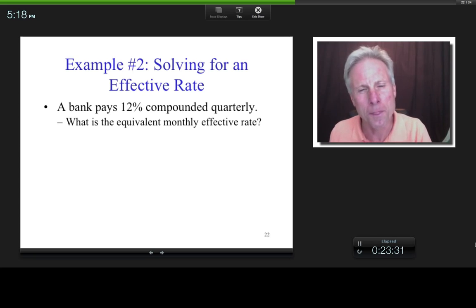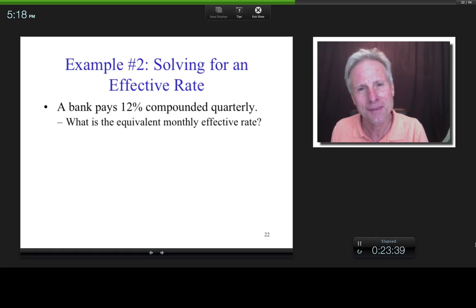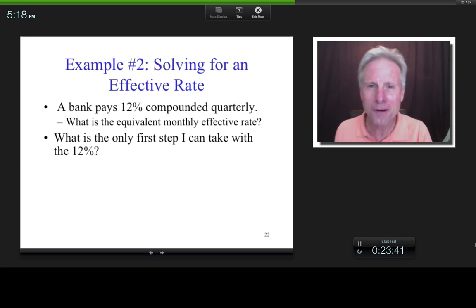So let's do another one. A bank pays 12% compounded quarterly. What is the equivalent monthly effective rate? Now again, what is the only first step that I can take with that 12%?